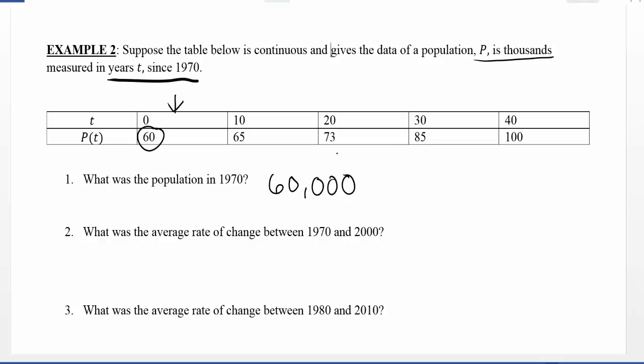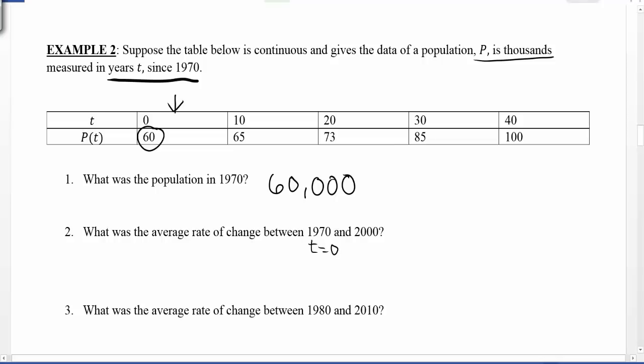If we want to consider the average rate of change of this population, we need to look between 2 given points. So in question 2, we're asking what was the average rate of change between 1970 and 2000. So we need to figure out what the corresponding t values would be so we can use our table. So remember, t is in years since 1970, which means that 1970 corresponds to t equals 0.